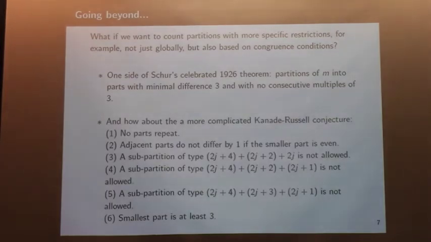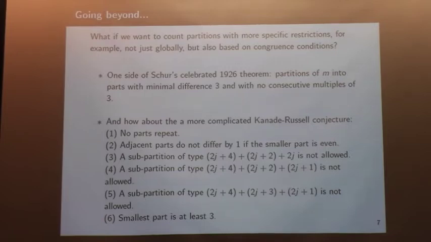Okay, and a more complicated one, the Kennedy-Russell conjecture: no parts repeat, adjacent parts do not differ by 1, and if the smaller part is even, a subpartition of type 2j plus 4, 2j plus 2, 2j is not allowed. When we say subpartition, we mean we are taking a subpartition from the original partition whose parts are consecutive. So for example, if the original partition is 76544, then 654 is a subpartition, but 7 5 4 is not a subpartition.